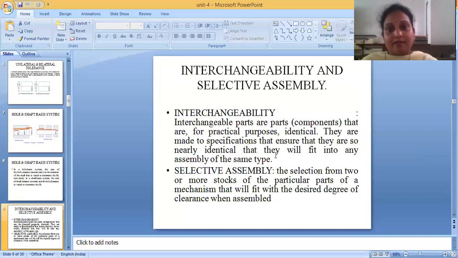Now let us look at the definitions. Interchangeable parts are, for practical purposes, identical. They are made to specifications that ensure that they are so nearly identical that they will fit into any assembly of the same type. It means even if you have a similar assembly, it should fit into that assembly of the same type. If you have a nut and bolt assembly here, and another nut and bolt assembly, this nut should fit to that bolt and that nut should fit to this bolt. Even if you interchange, it should perfectly fit the required assembly.